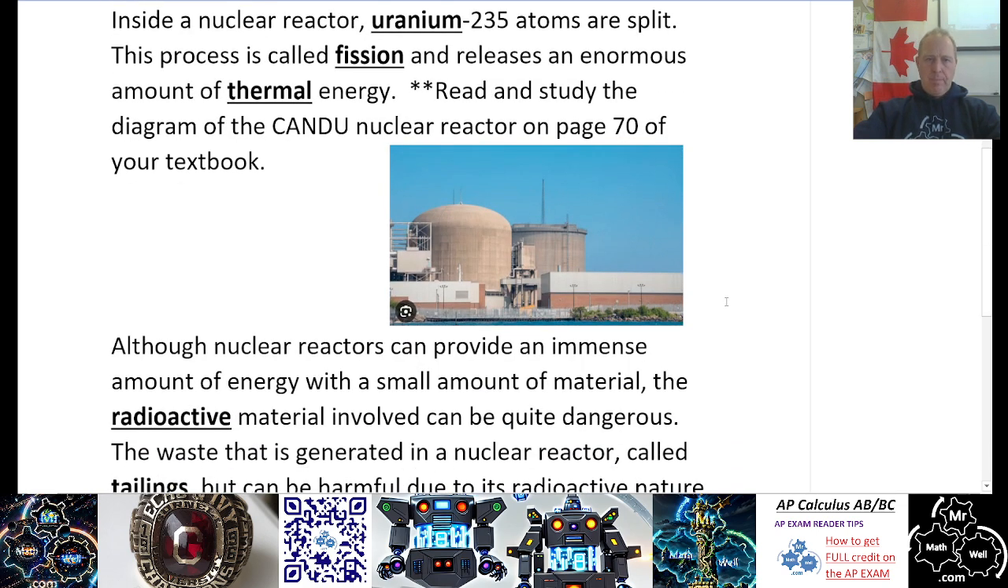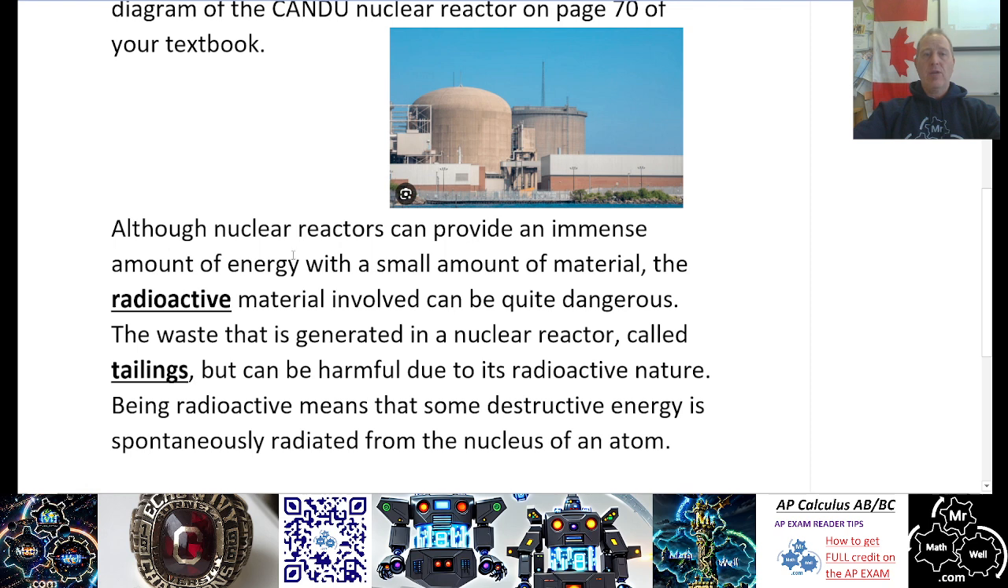Although nuclear reactors can provide an immense amount of energy with a small amount of material, the radioactive material involved can be quite dangerous. The waste that's generated in a nuclear reactor, called tailings, can be harmful due to its radioactive nature as well. So you get all this energy that you can create and send away, great, but in breaking those particles up, there's still some particles that sneak through that are still bubbling with this harmful radioactivity, and so some of the waste is harmful as well.